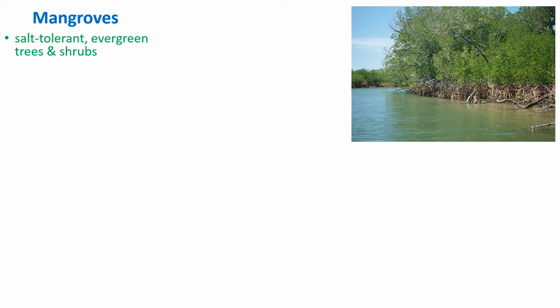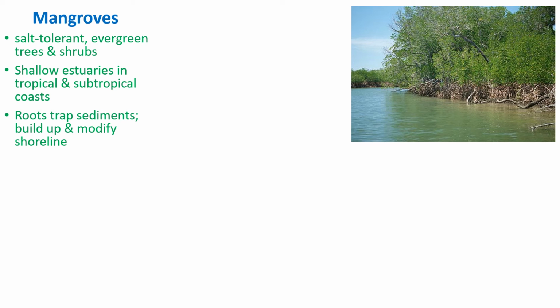Mangroves, by definition, are a unique type of evergreen trees and shrubs that are tolerant of salt water and grow largely in shallow water estuaries found on tropical and subtropical coasts. Florida is a good example. Most of the tropical islands also have a good cover of mangroves throughout their coastal areas.